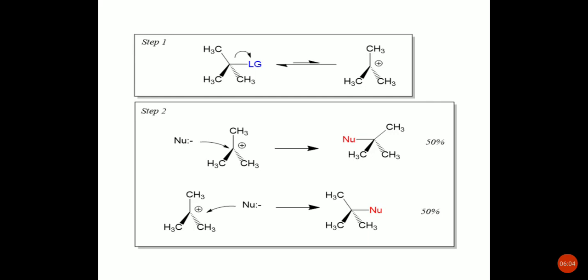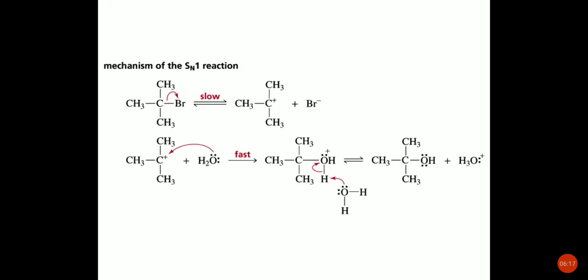So that is the mechanism. Here step 1 is a slow step, so that is the rate determining step, and step 2 is fast. The formation of the carbocation is step 1, which is the rate determining step.